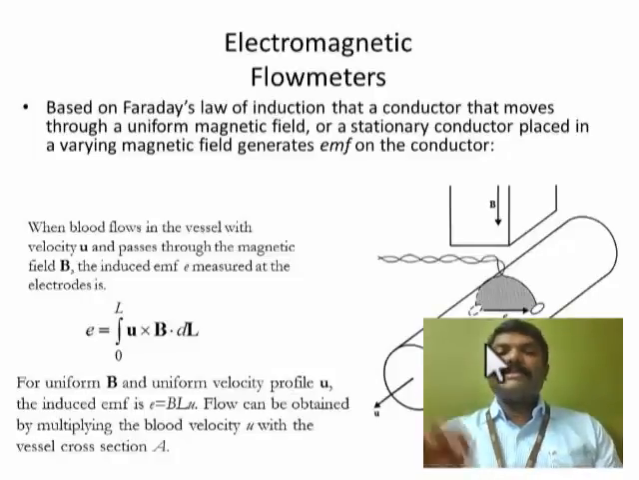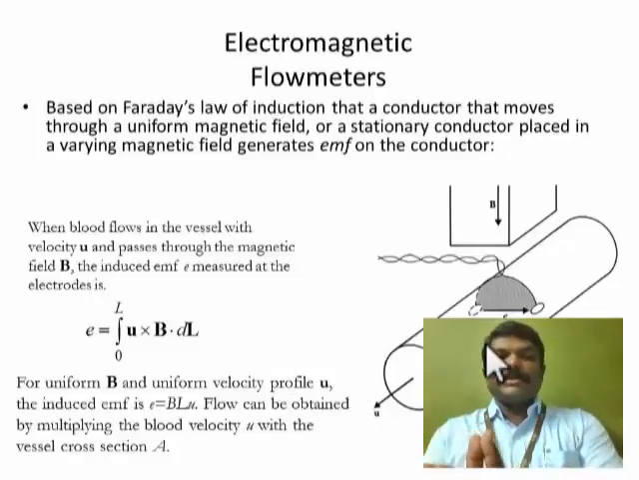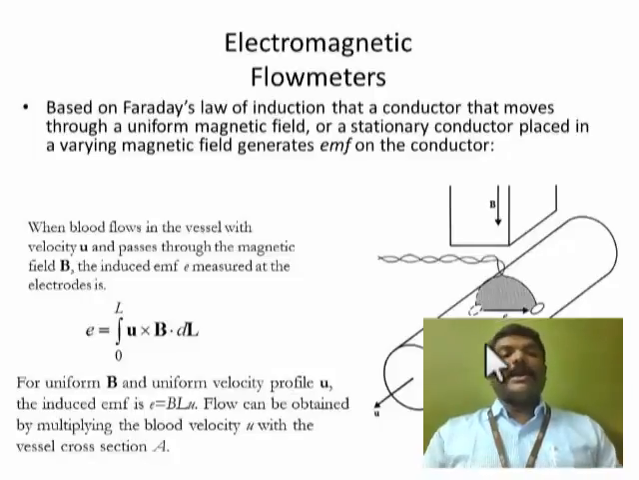Now velocity is related to the flow rate, of course. The velocity means how fast the blood is flowing, so from the velocity profile we can find out the flow rate. Ultimately, using this electromagnetic flow meter, we are trying to find out the velocity of the blood profile.